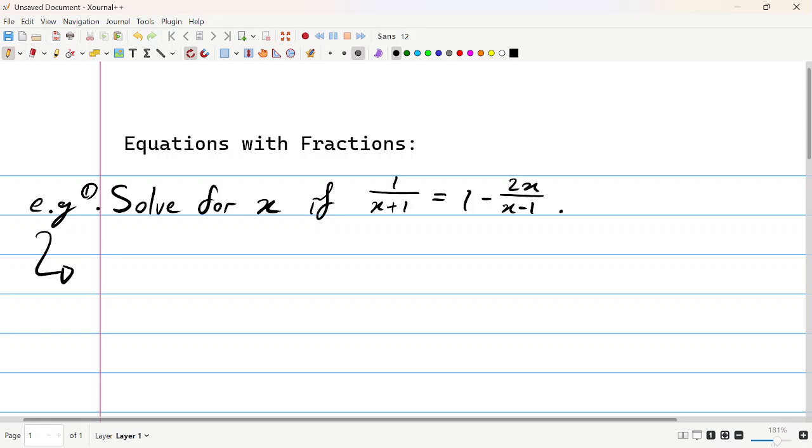Holy moly! Hello everybody. Welcome back to another mathematics lesson. So in this case, we are going to be dealing with equations and fractions.